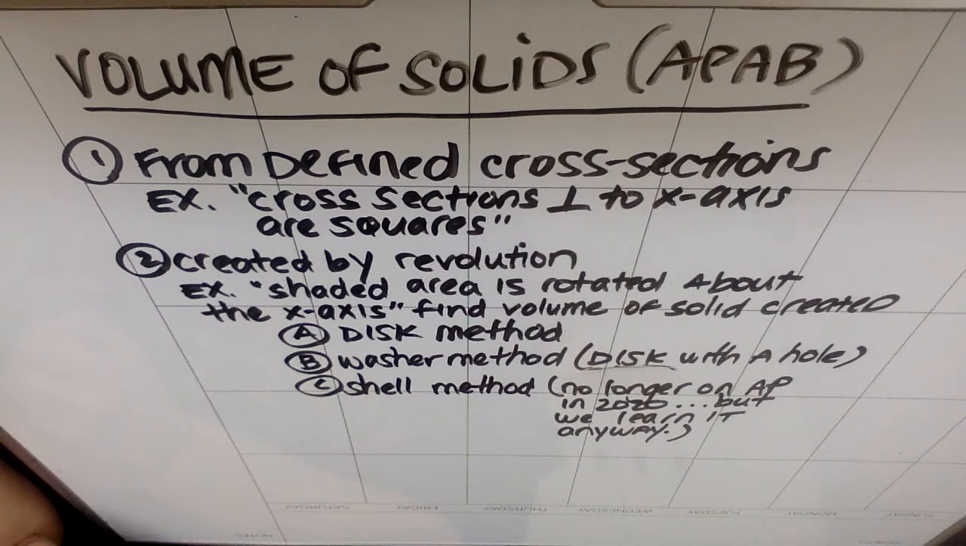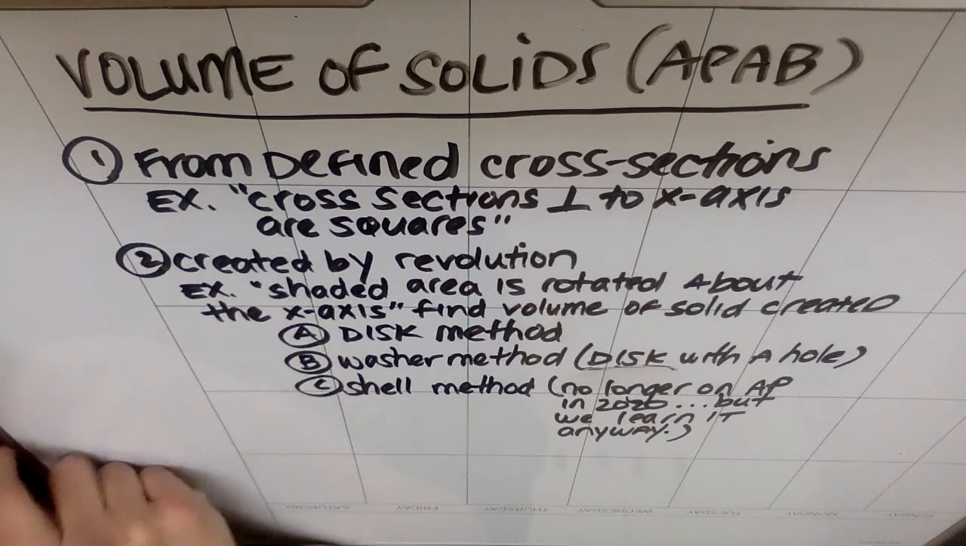The second way that you can see a solid created is created by revolution. So this usually involves taking some shaded region and revolving it about an axis. So for example, the shaded region is rotated about the x-axis. Find the volume of the solid created. So based on the equations that you're given and based on the kind of shaded region, this could require one of three solutions. The solution methods that you'll see are called the disk method, so that's A here.